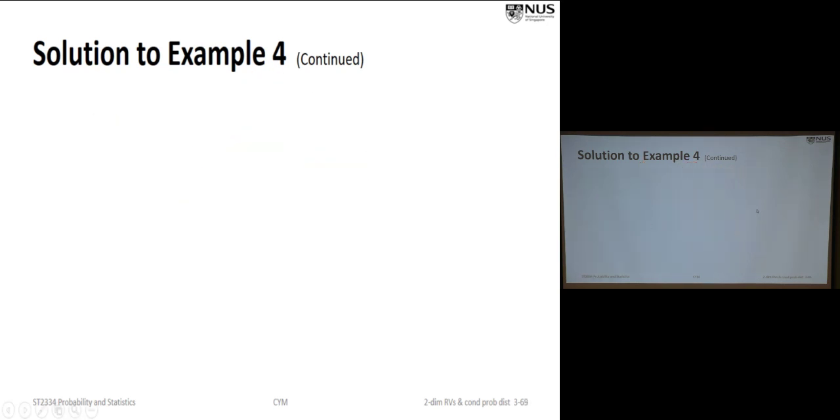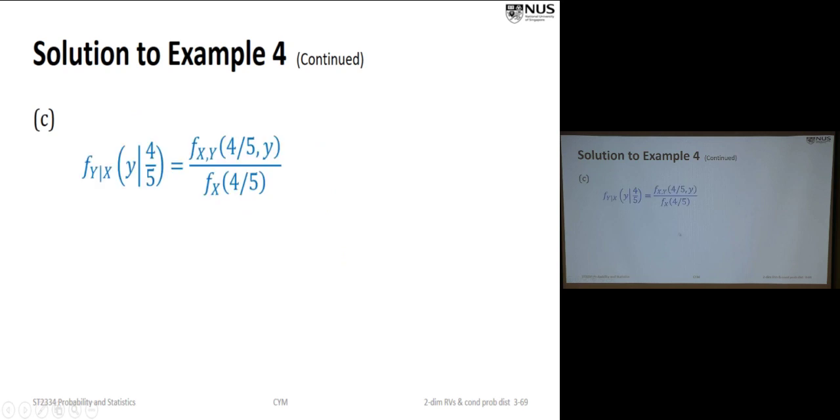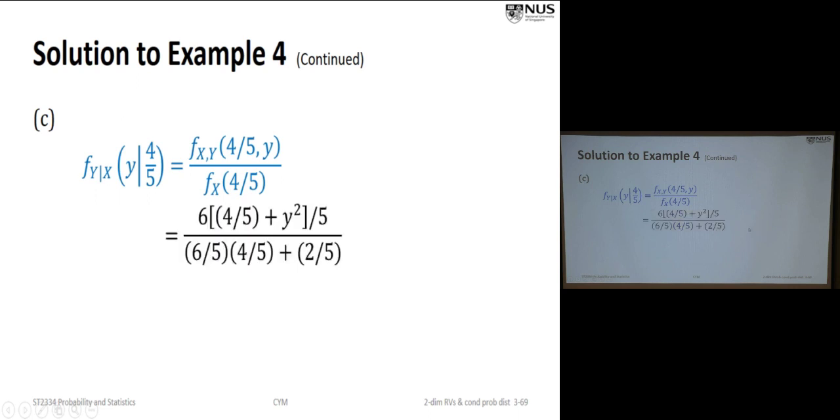All right, so now part C. We try to get the conditional distribution. This conditional distribution is equal to the joint PDF with x equal to 0.8. All right, and then after we simplify it, it's equal to this.